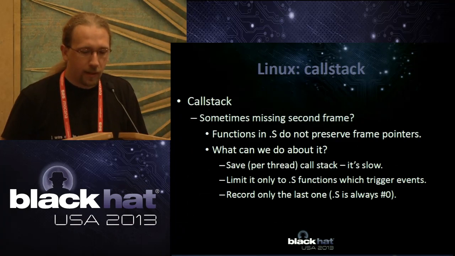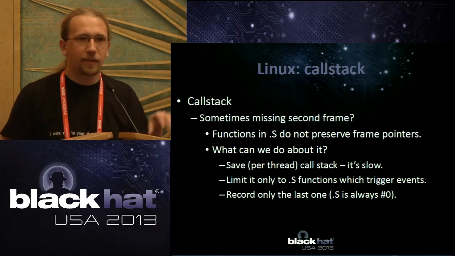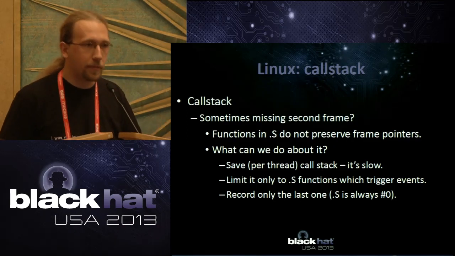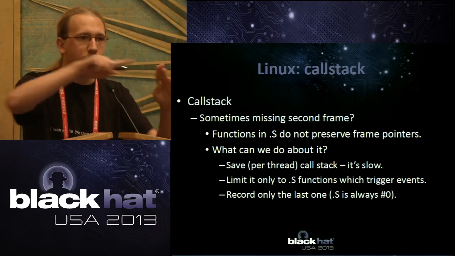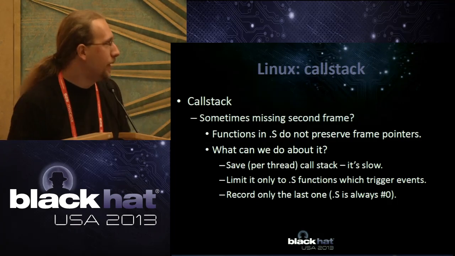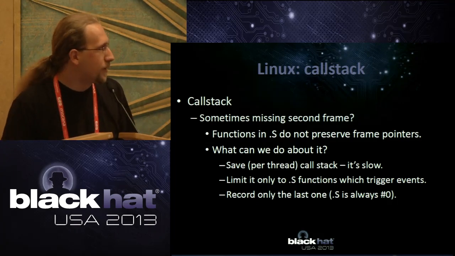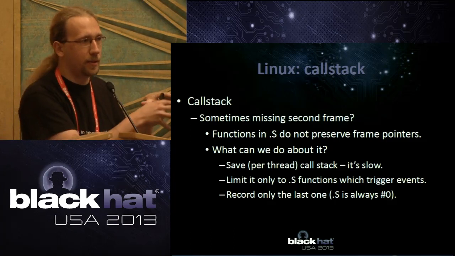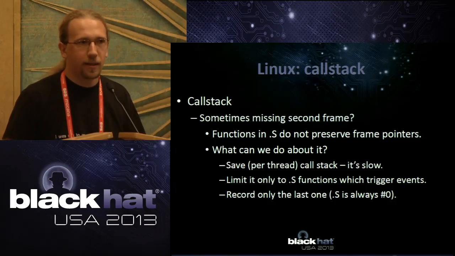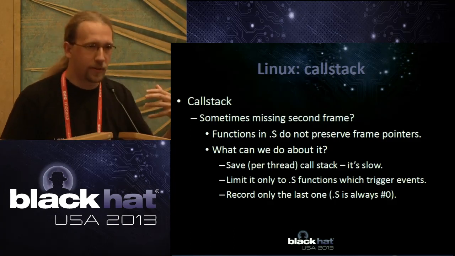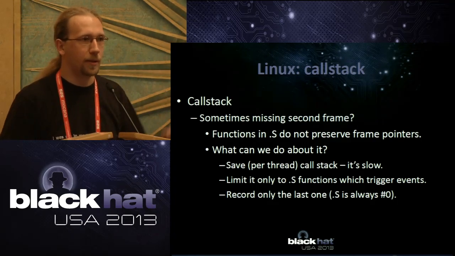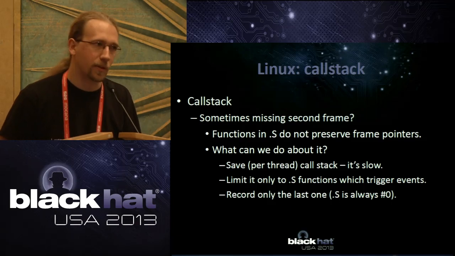What happened? Well, the functions that are implemented on Linux in assembly don't preserve the frame pointer on the stack. That means when we walk through the frames, we just skip one. We solved it by getting callbacks when one of these functions was entered, saving the return address, and then when we need a call stack, we inserted that return address in between the first and the second entry in the call stack.